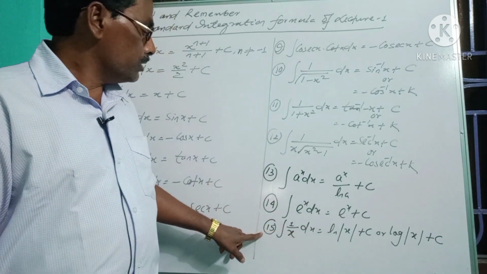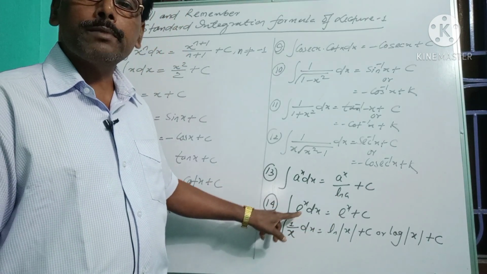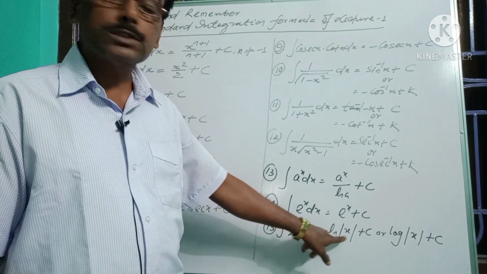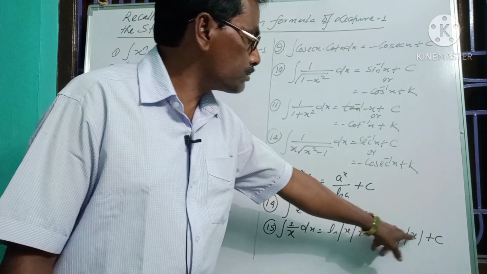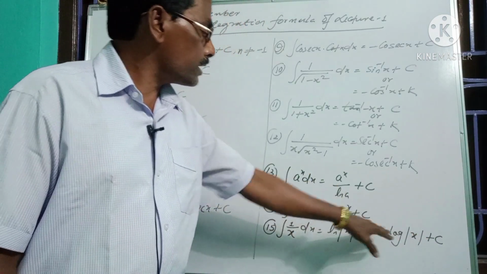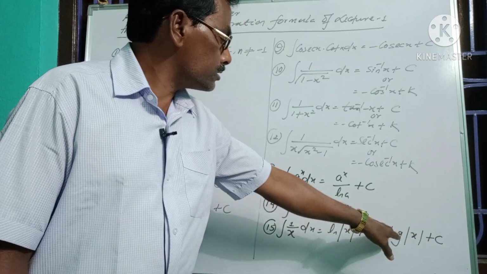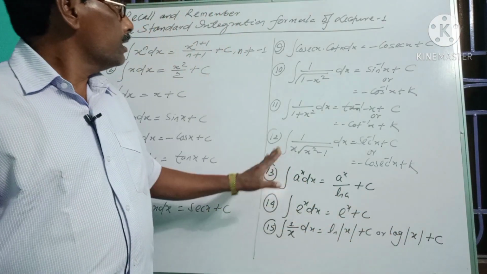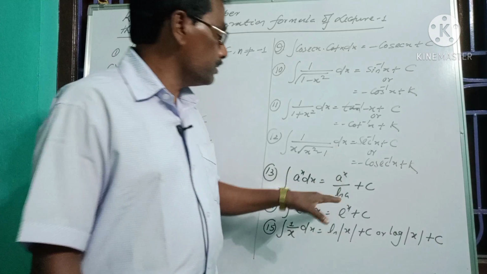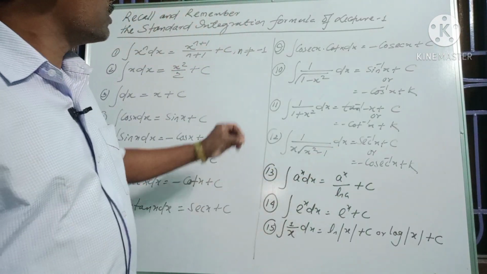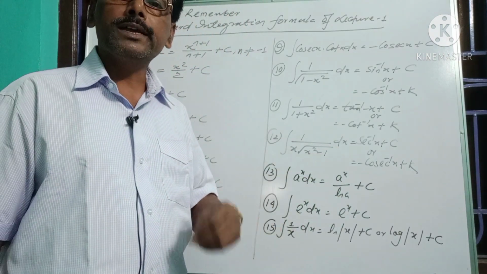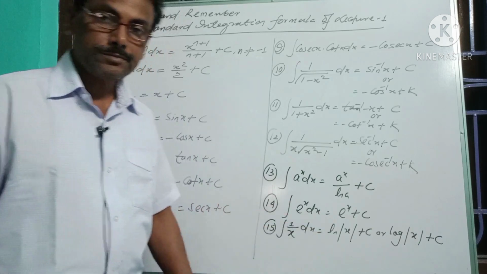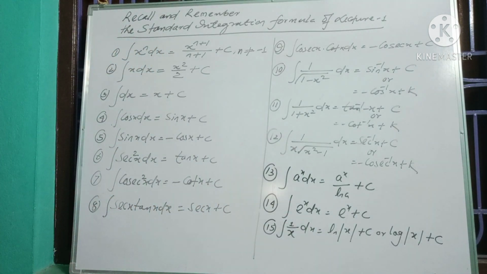At last we have derived integration of 1 by x with respect to x, which is nothing but ln of mod x plus c or log of mod x plus c, where ln or log are the same thing, where log of mod x plus c is given with the base e. So in the last lecture we have derived this 15th formula. We have to remember those formulas so that it will be very helpful for us in solving problems in integration.